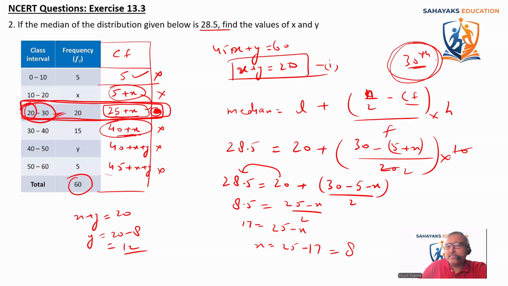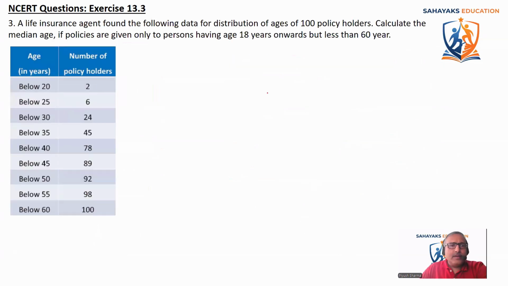There could be some complicated questions, and if a complicated question comes, we'll handle it differently. Okay, so coming to the next question here. The life insurance agent found the following data for the distribution of ages of 100 policy holders. Calculate the median age if the policies are given only to persons having age 18 years onwards but less than 60. So they give policies only between 18 and 60, right?